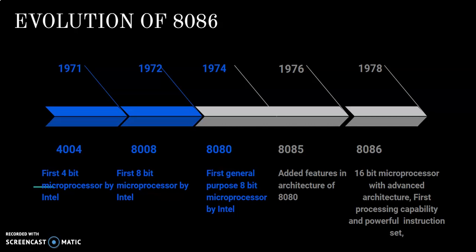Then in the next year 1972, the first 8-bit microprocessor was developed, which was 8008. As it was very specific, the first general purpose 8-bit microprocessor was developed in 1974 and was named 8080. After adding a few features in the architecture of 8080, a new 8-bit microprocessor 8085 came into the picture in 1976, and then came our first 16-bit microprocessor 8086. So this was the evolution history. Let us see the features of 8086 in detail.